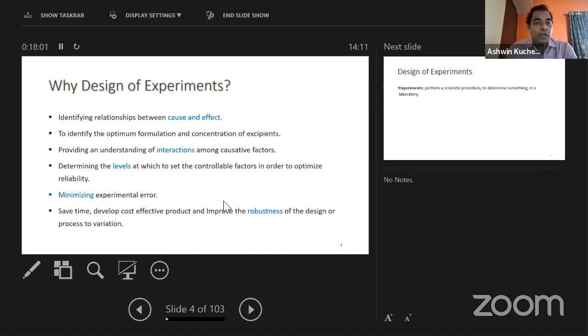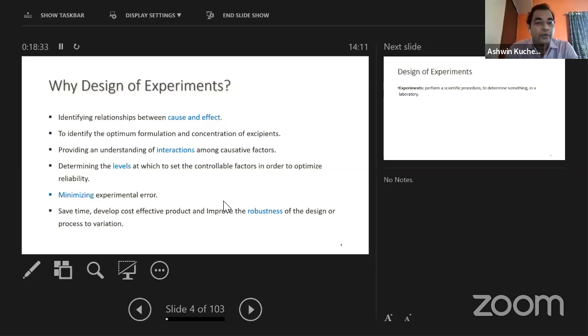Also, it is used to identify the optimum formulation and concentration of excipients. Yes, we know that a development can be formed when we have some excipients in it. But which type of excipients? How much ratio of the excipients? If you are using one excipient in two different parts, if you consider intragranular, extragranular, or if you consider a liquid dosage form, which type of excipients and in which concentration, what will be its level? So this is why we need to discuss why we should use design of experiments.